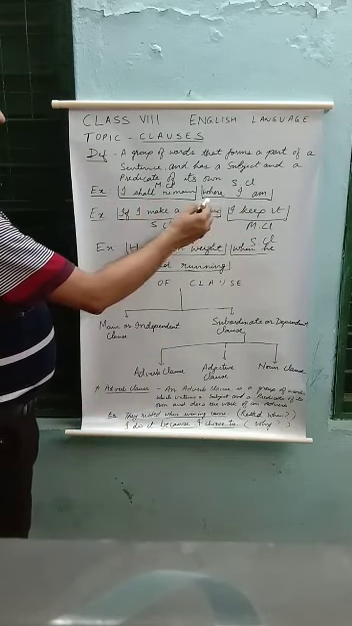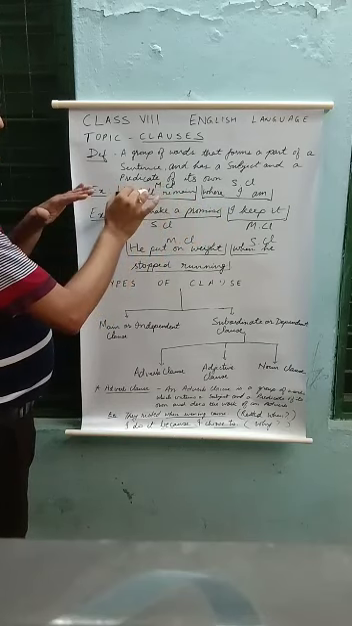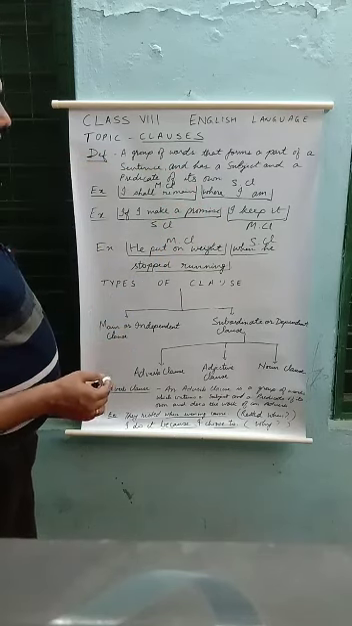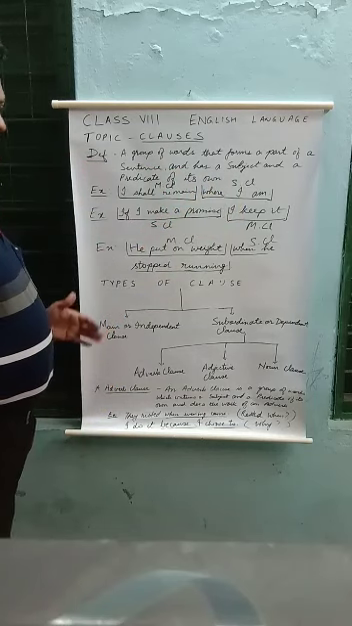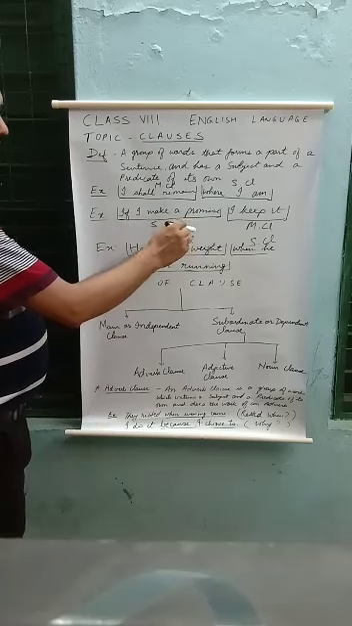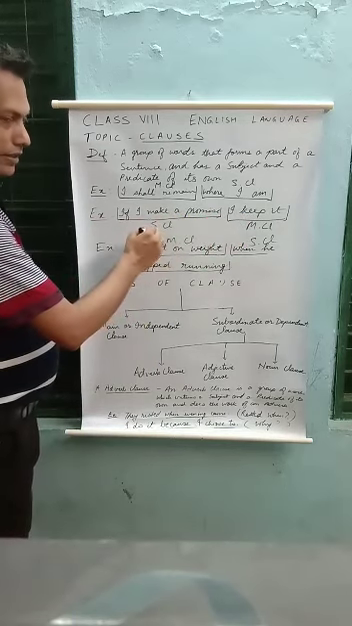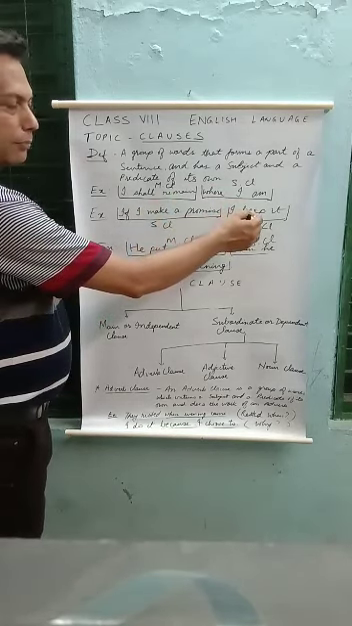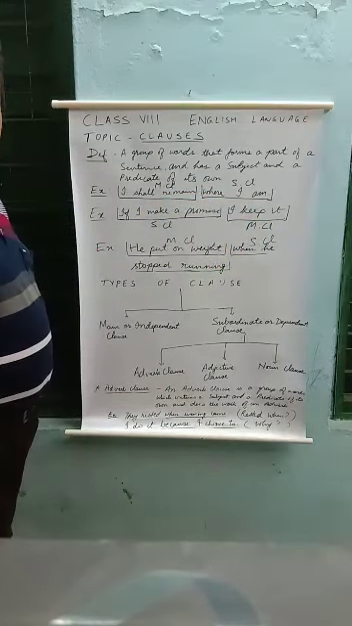But the difference between these two clauses is that I shall remain is a main clause which does not require the help of the other part or the clause to convey the complete sense, whereas where I am is a subordinate clause. Let's take one more example. If I make a promise, I keep it. In this sentence, if I make a promise is a subordinate clause which requires the help of the main clause to complete the sentence, whereas I keep it is a main clause.